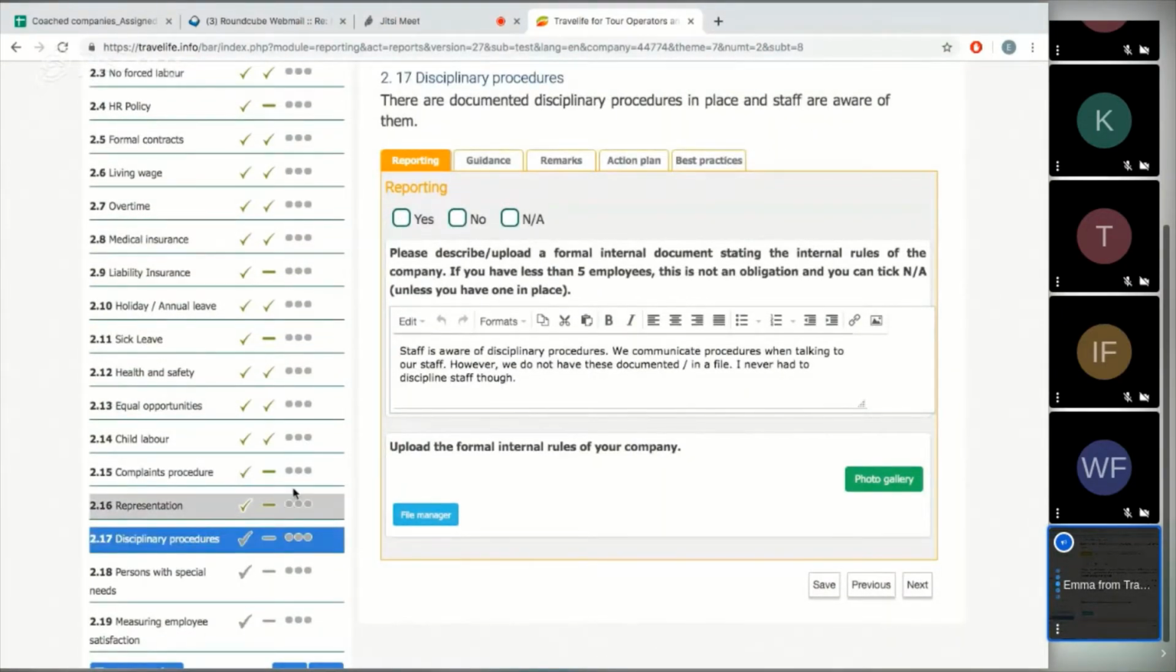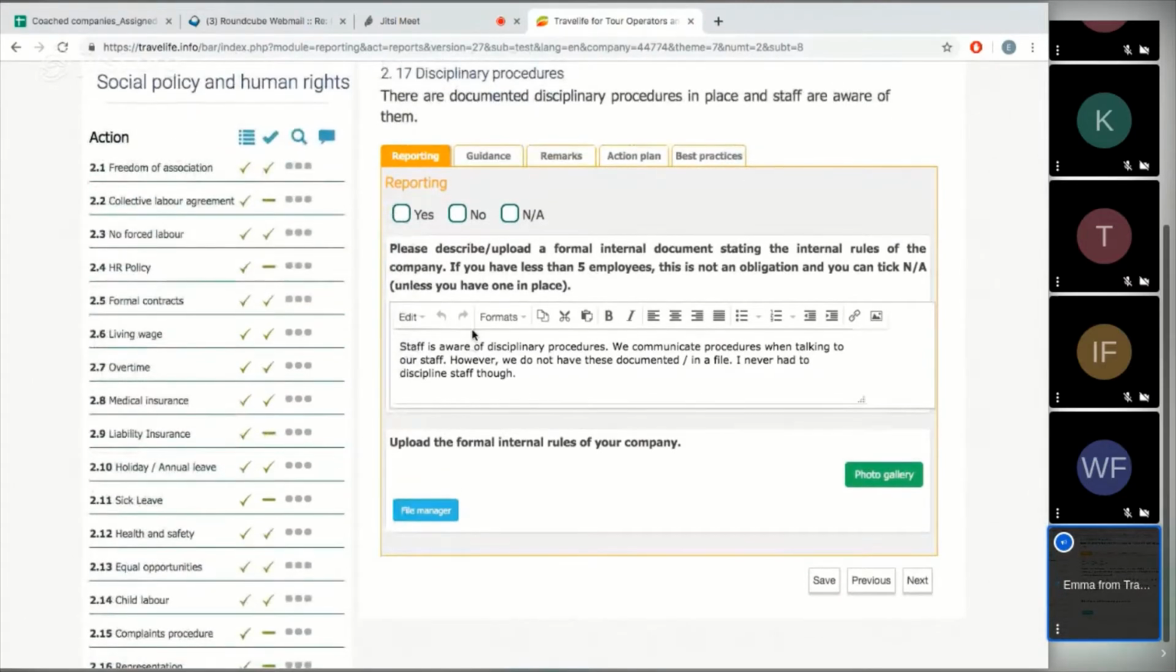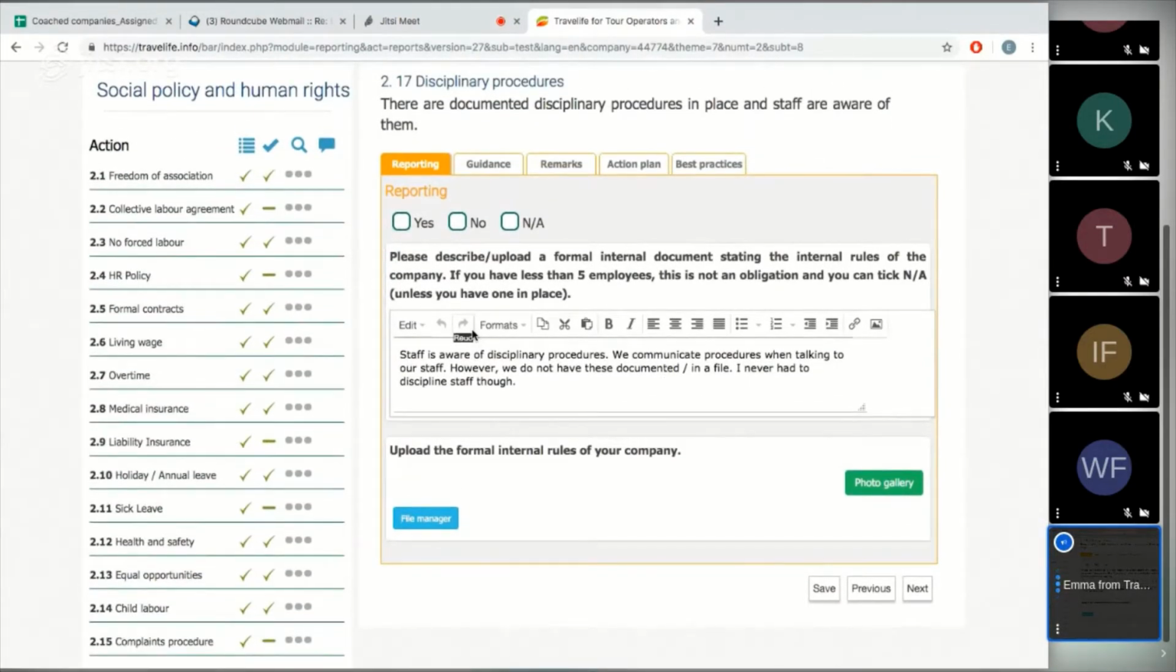Then 2.17, disciplinary procedures, is whether there's documented disciplinary procedures in place. And maybe this is regarding the internal rules of the company. And if you have less than 5 employees, this is not an obligation to have, and you can tick NA. Or otherwise, perhaps there are some disciplinary procedures written down in your employee handbook or in a contract, and you can upload that.